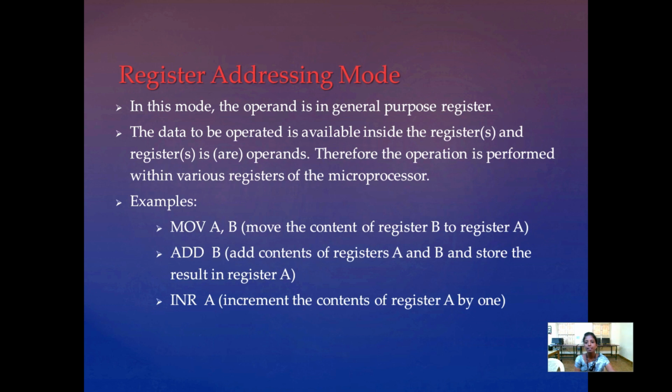The next one is register addressing mode. In this mode, the operand is in a general purpose register. The data to be operated on is available inside the registers, and the registers are the operands. Therefore, the operation is performed within the various registers of the microprocessor. For this, the examples are MOV A, B: move the content of register B to register A. ADD B: add the contents of registers A and B and store the result in register A, that is, in the accumulator. INR A: increment the content of register A by 1.